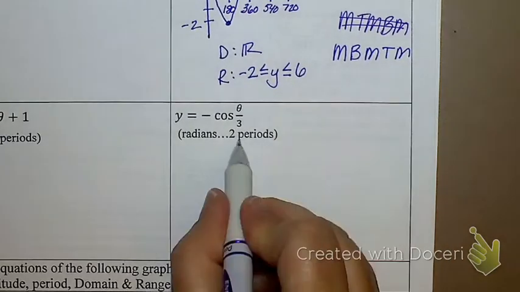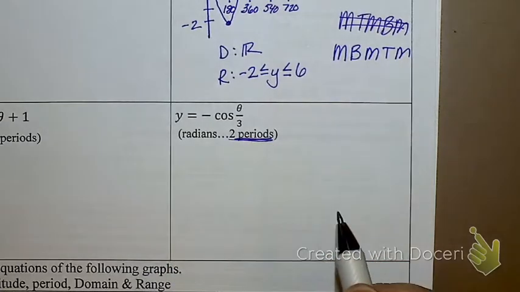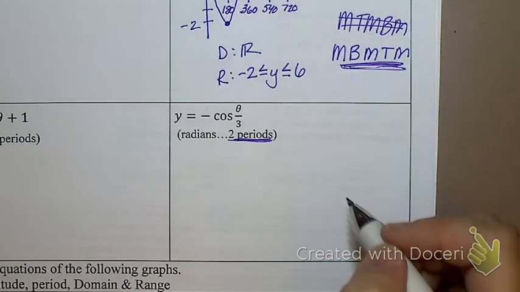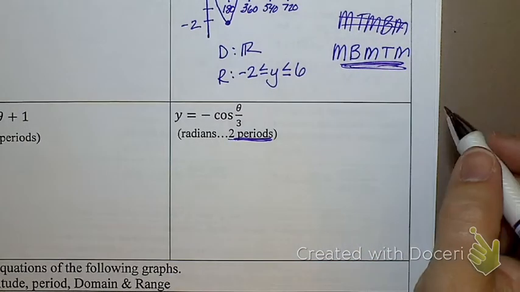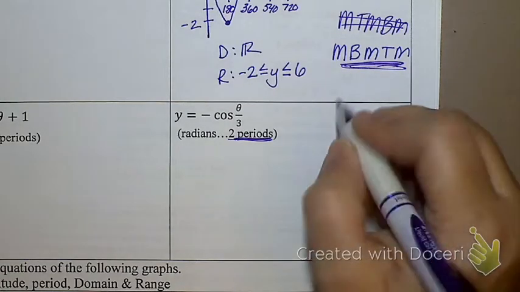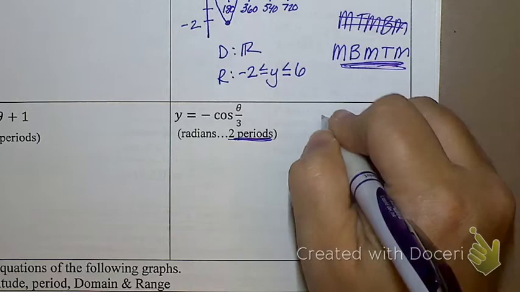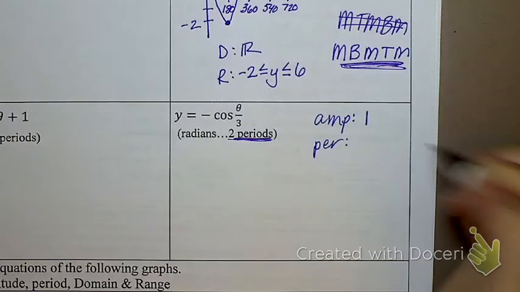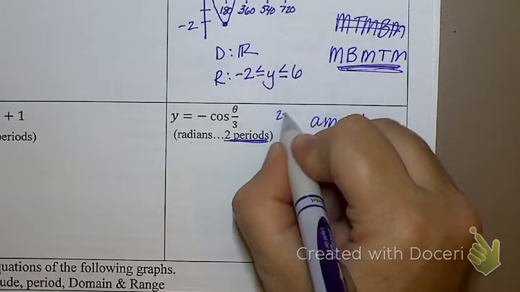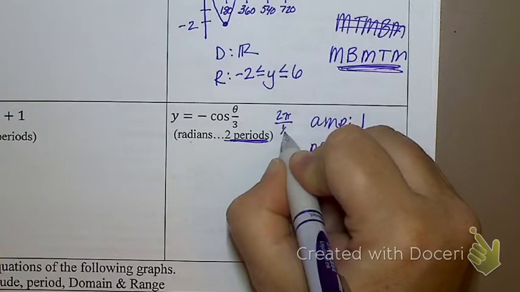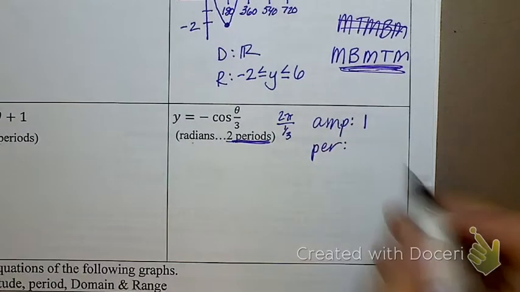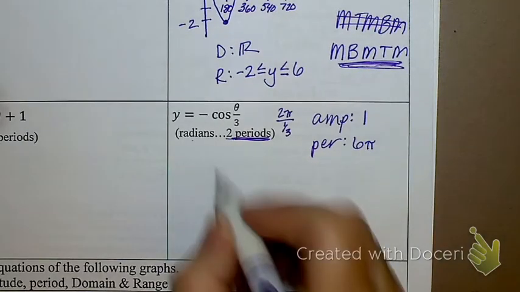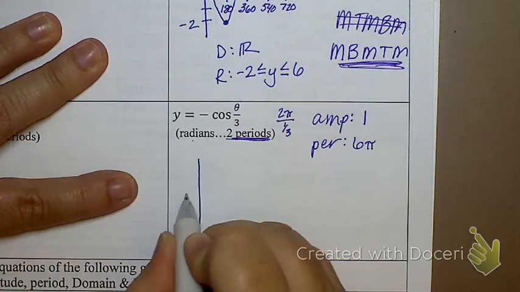Now this one's a little different. It says to graph 2 periods, which means 2 of these things, 2 cycles. Okay, so I'll show you how that works. Let's see. We have amplitude is what? 1. Period. If we're doing radians, it would be 2 pi over what? 1/3. What's 2 divided by 1/3? 6 pi. Do I have a k value? I do not have a k value.